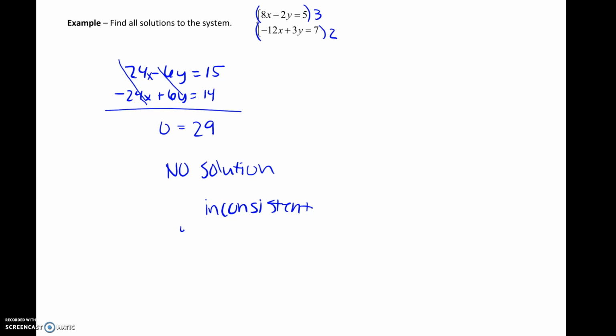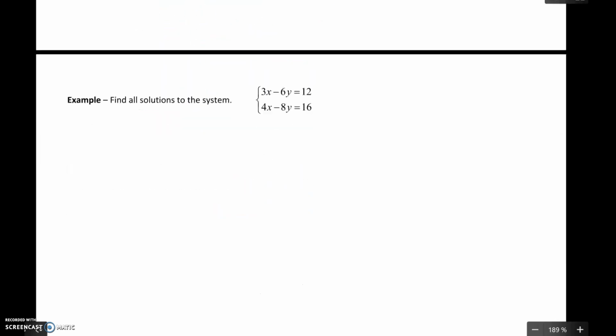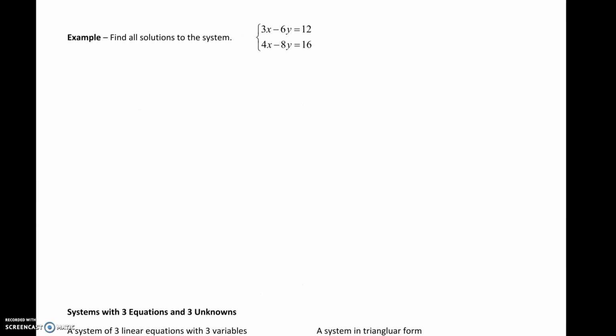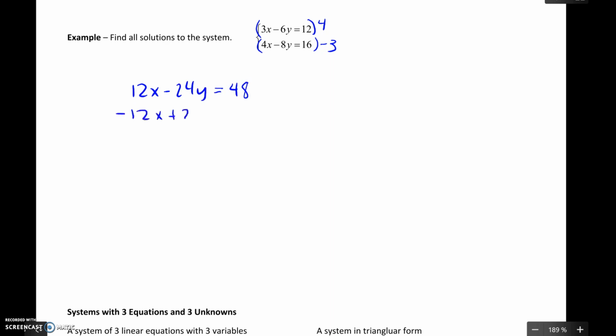Okay, so we have one more 2x2 system, so let's do this one. Hopefully we can get it done in this video. All right, so let's do it again. Find all the solutions to the system. I'm going to multiply the top row by 4 and the bottom row by -3. So I get 12x minus 24y equals 48. And then I get negative 12x plus 24y equals 48.